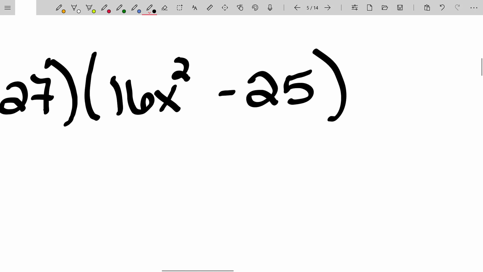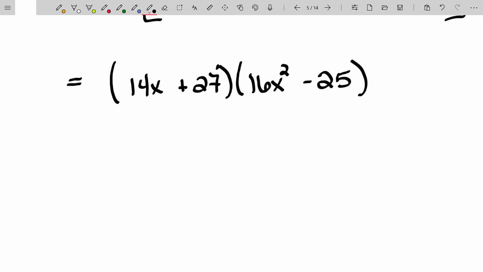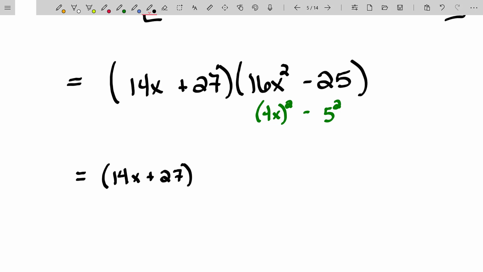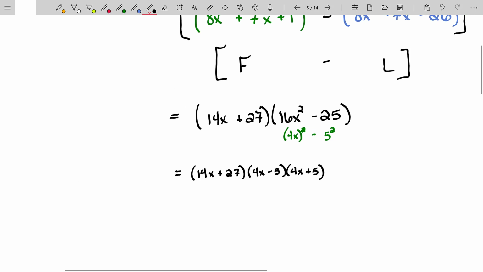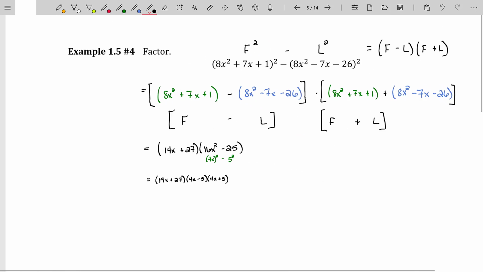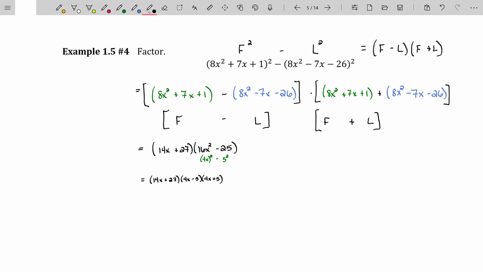The next factor, do those two terms have anything in common? The answer is no, but that is a difference of squares. That is a 4x being squared, let me write that down, minus a 5 being squared. So that will factor even further. So you get this 14x plus 27, and then the difference of squares, 4x minus 5 and 4x plus 5. And there you go. That is the full factorization of that difference of trinomials that we started with.